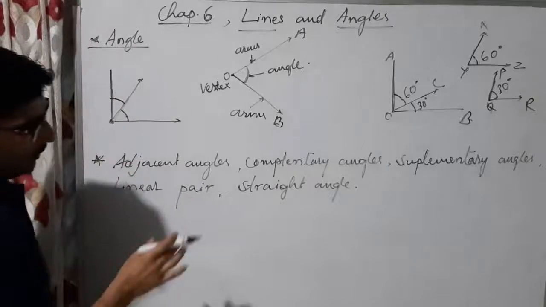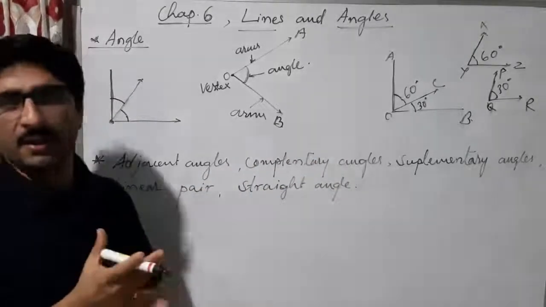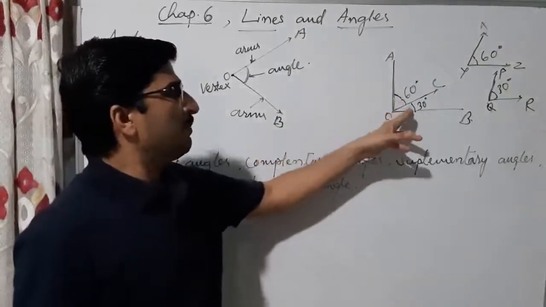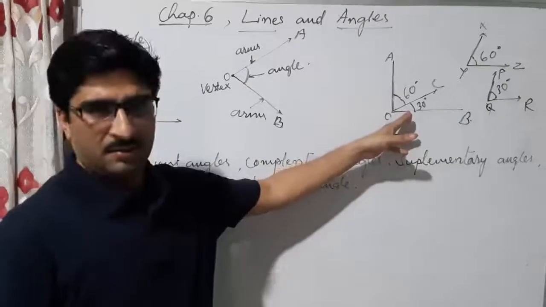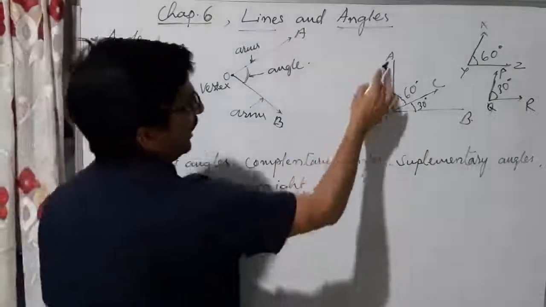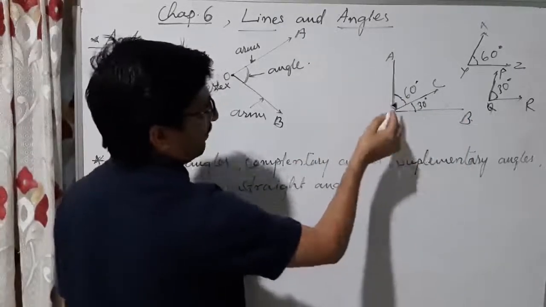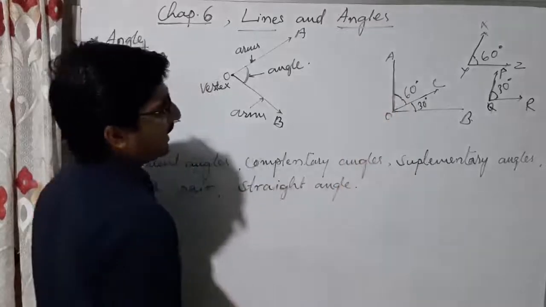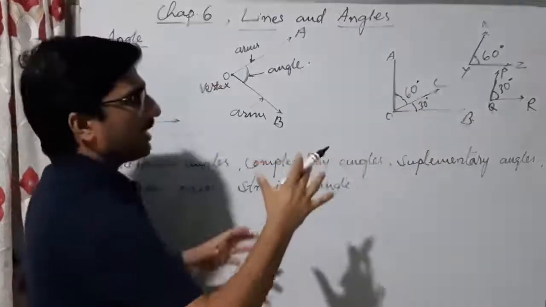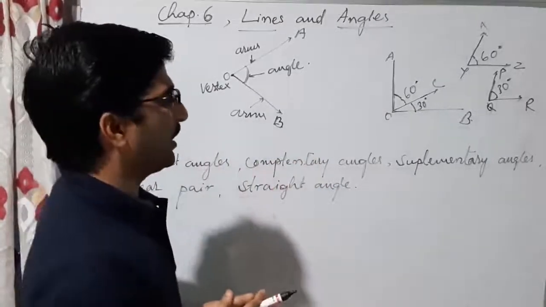Next one is complementary angles. Complementary angles is also a pair of angles. When two angles together make 90 degrees, then they are called complementary angles. Here angle AOC and angle BOC are 60 degrees and 30 degrees respectively. That's why the total is 90 degrees. That's why angle AOC and BOC together are complementary angles.